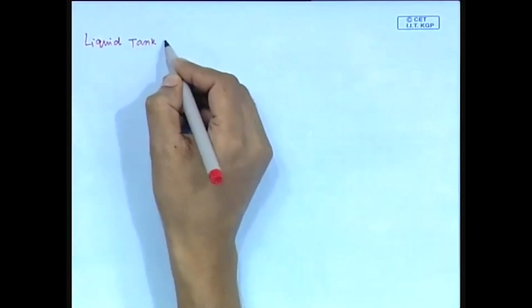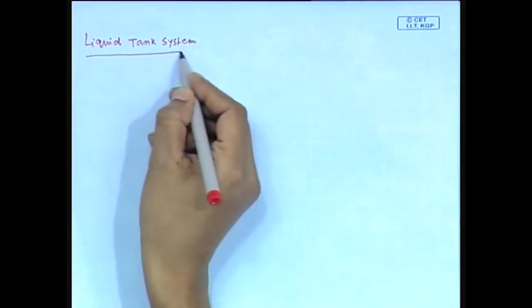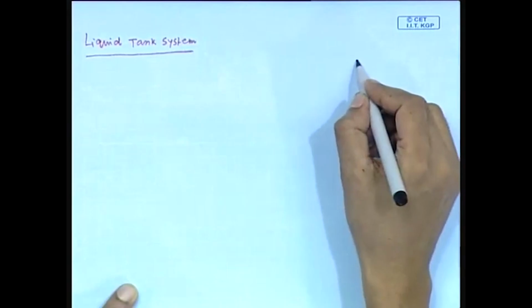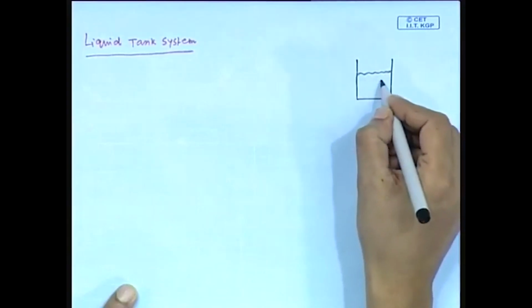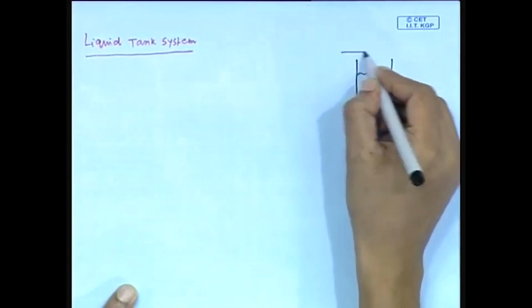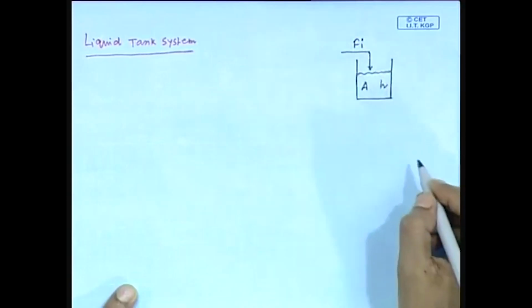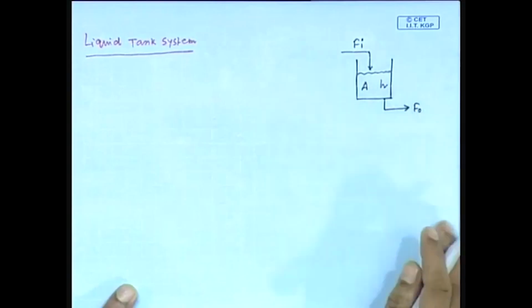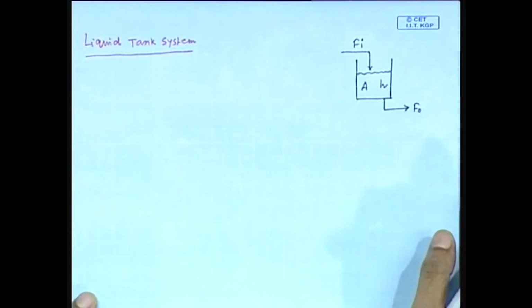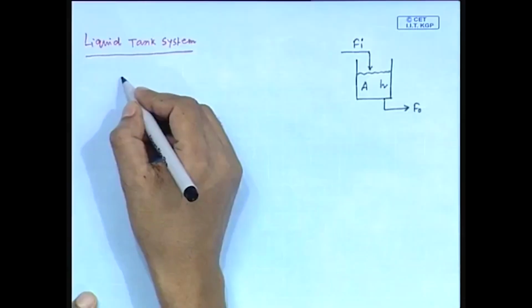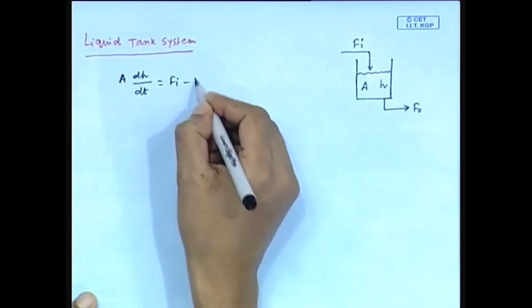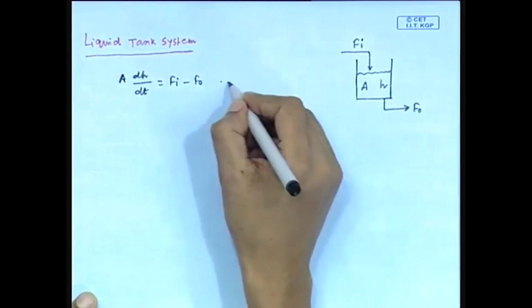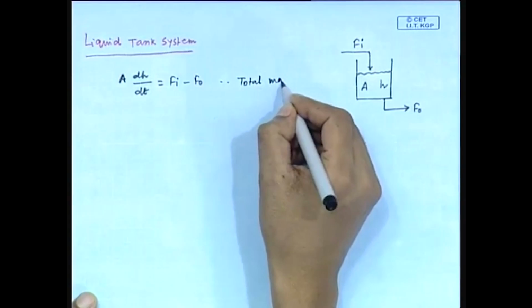So, we will consider the example of a liquid tank system. This is the schematic of the liquid tank system, with liquid height H and cross sectional area A of the tank. Input flow rate is Fi and outlet flow rate is F naught. We have derived earlier the modeling equation for this system. The modeling equation is A dH/dt equals Fi minus F naught. This equation we can derive based on total mass balance.